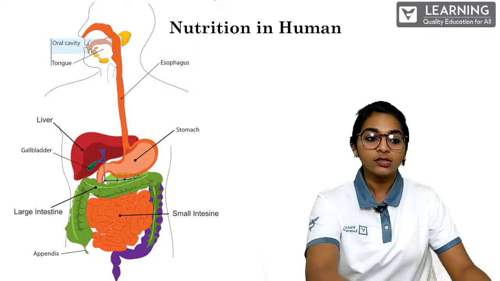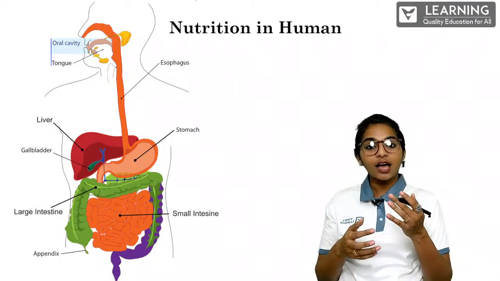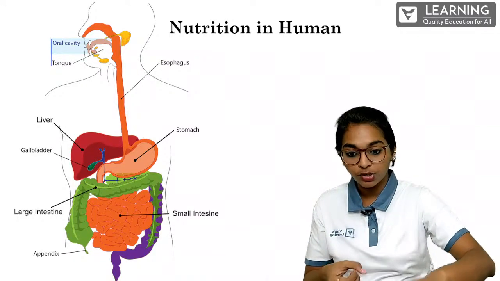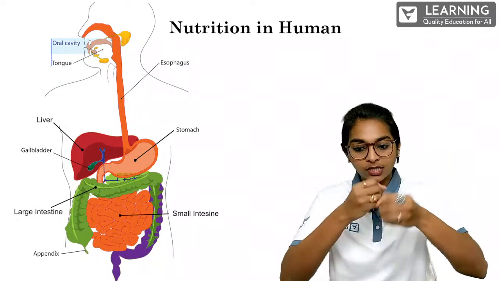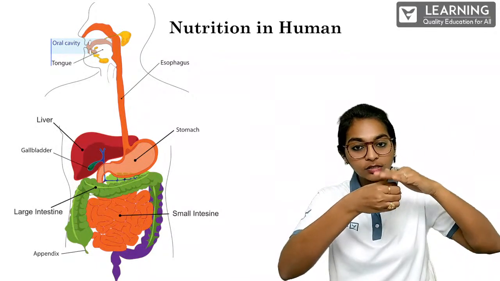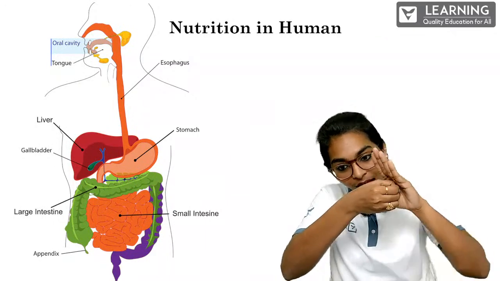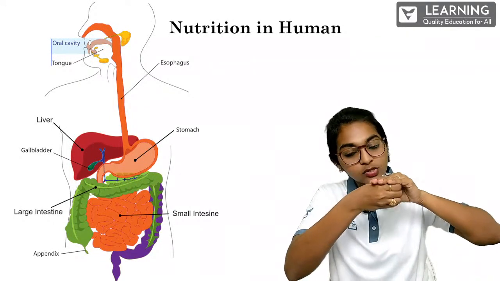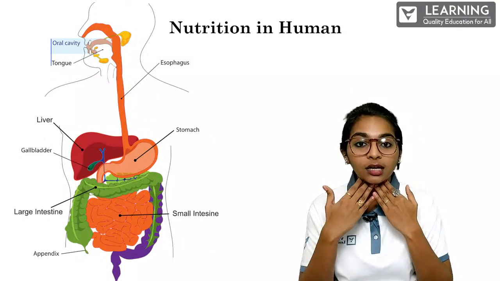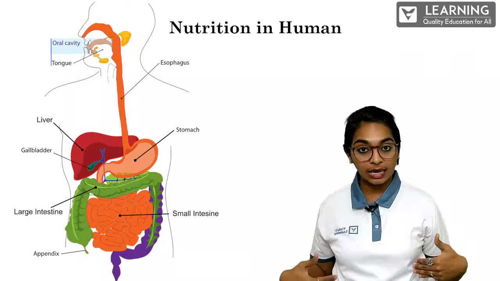Is it clear? In the pharynx, you have a special flap-like structure called the epiglottis. Wait, let me show you. Let's say this is a tube-like structure arranged continuously. At the start here is the pharynx, and let's say it has a valve-like structure like this. This is called the epiglottis. It is a valve which closes our food pipe when we are breathing in air.